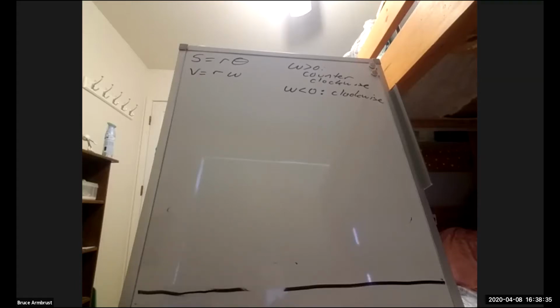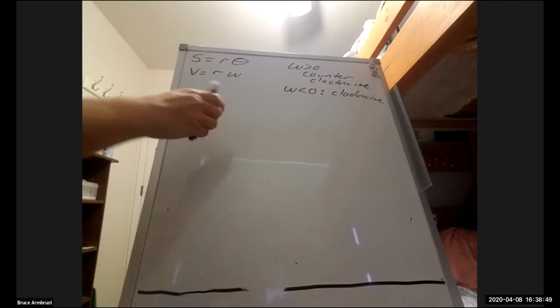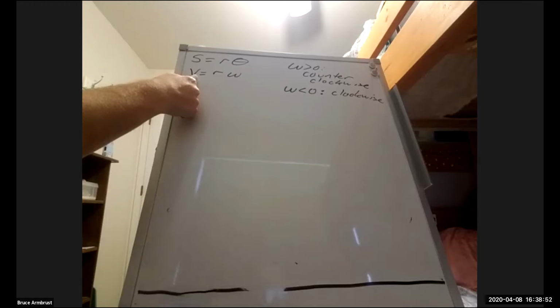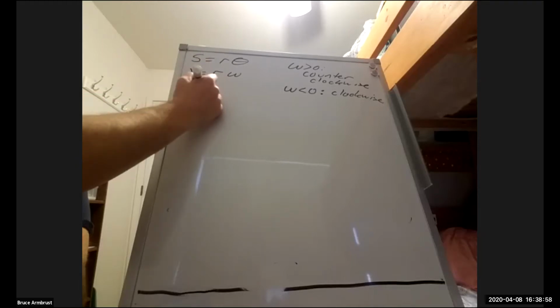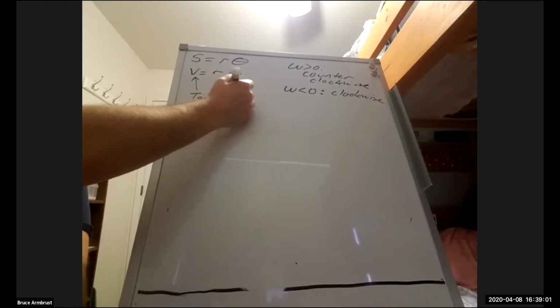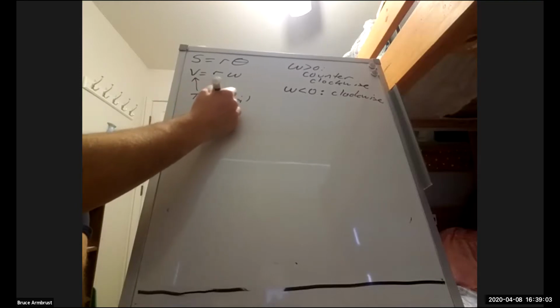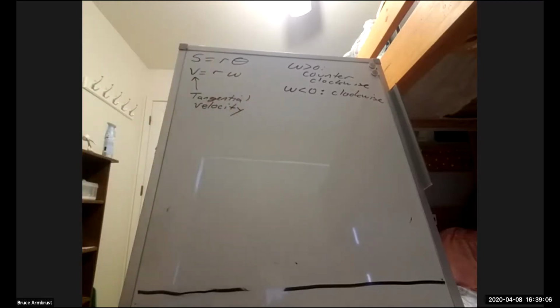So remember how velocity is a vector? Well, so is omega. Omega is also a vector, but it's related to velocity through a cross product. Because when I wrote this right here, V equals R omega, I really should have been talking about this as the tangential velocity. It was kind of implied by how I drew it that it was velocity along the path of the curve. And so that's tangential velocity.